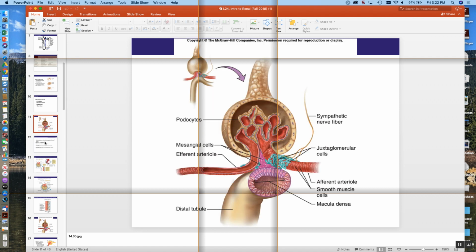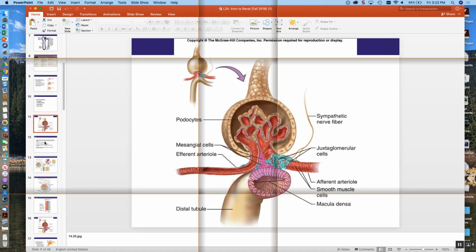Okay, so we started off with filtration. This whole thing right here is called the glomerulus. It's also called Bowman's capsule. This space right here is called Bowman's space, and then these are the glomerular capillaries, okay? Blood enters in through the afferent arterioles, that brings blood to the glomerulus. Then it's filtered in the glomerular capillaries, and then the blood that's remaining leaves via the efferent arterioles.